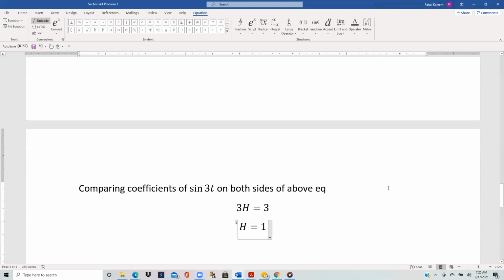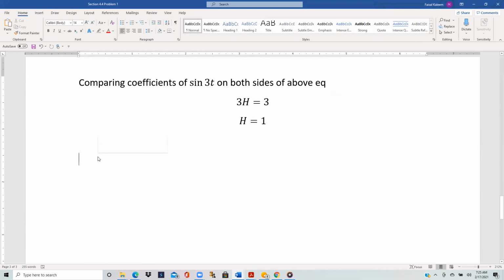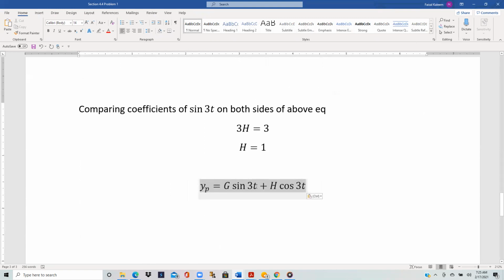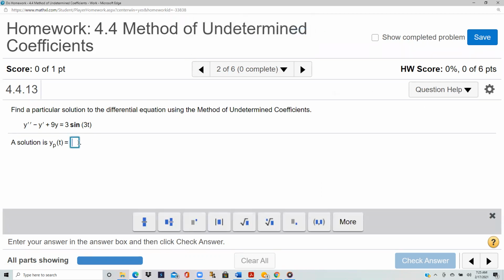So now we have both the constants, so we can write the y p now. y p is this. g was 0, so this part will go away. 0 sine 3t, and h was 1, so this simplifies to just cos 3t. Okay, so now let's substitute.